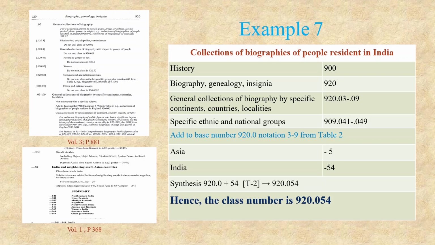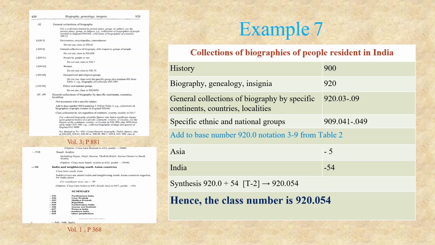Use of Table 2 for geographic location. The instruction for 920.0 says to add to base number 920.0 notation 39 from Table 2. From Table 2 we will get the number for India, that is -4. So now we have to do the synthesis.